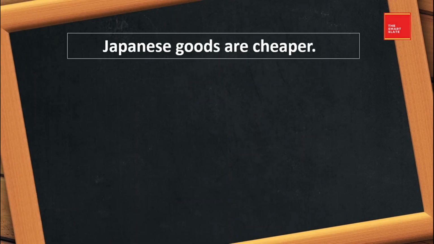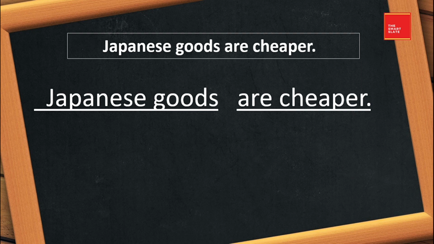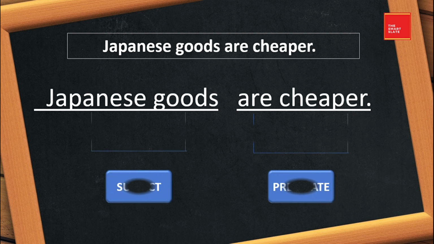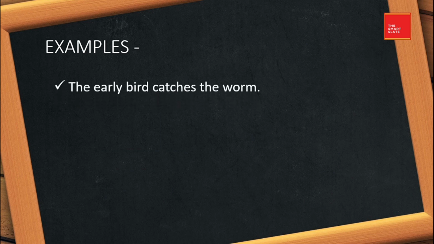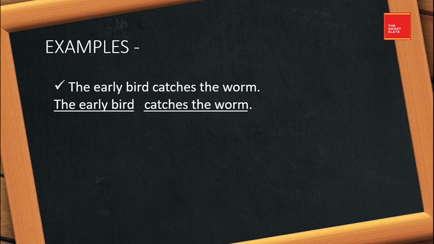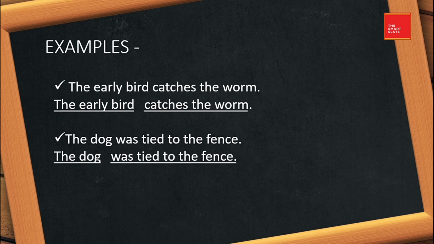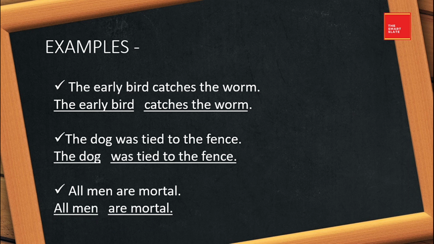For example, Japanese goods are cheaper. So Japanese goods is the subject and are cheaper is the predicate. Moving ahead, we'll see a few more examples. The very first one is the early bird catches the worm. The early bird is the subject and the remaining part is the predicate. The dog was tied to the fence. In this example, the dog is the subject and was tied to the fence is the predicate. All men are mortal. In the third example, all men is the subject and are mortal is the predicate.